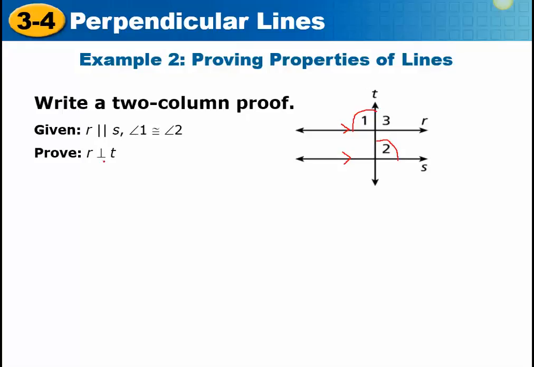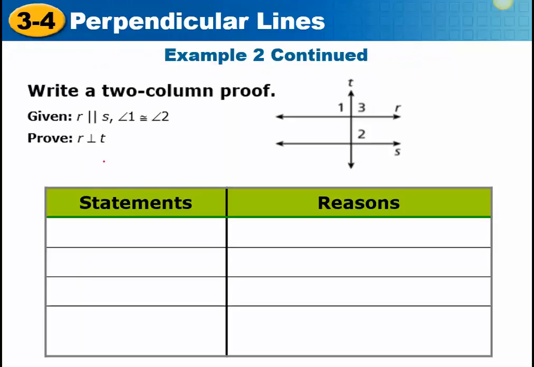So the first thing that we would do is set up our table, statements and reasons, and put our given in. We know that R is parallel to S. We know that angle 1 is congruent to angle 2. That's our given. That's done. I'm going to mark my diagram again because I turned the page. And I'm going to mark those things that I just wrote down. Angle 1 is congruent to angle 2.